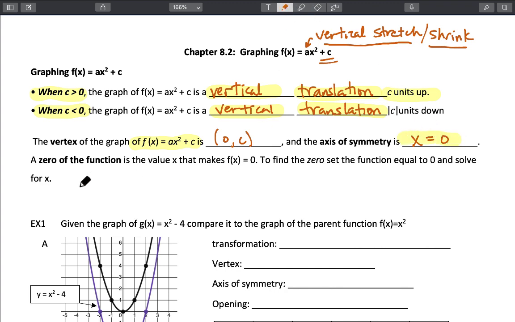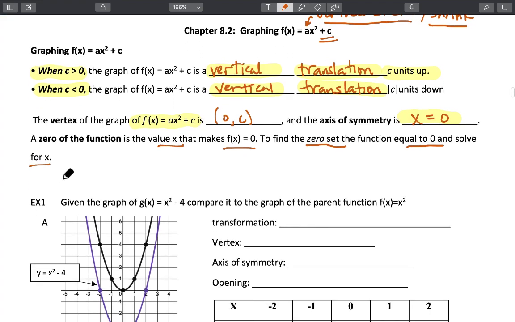One more thing to note. The 0 of a function is the value of x that makes the function equal to 0. In other words, the y will be equal to 0. In order to find the zeros of a function, you're going to set that function equal to 0 and solve for x. That will make more sense when we do our examples.